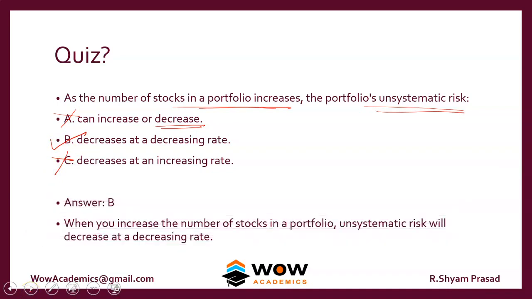So let's see the answer. The answer is B. As you increase the number of stocks in a portfolio, unsystematic risk will decrease at a decreasing rate. Why does it decrease at a decreasing rate? Google it and try to find it.